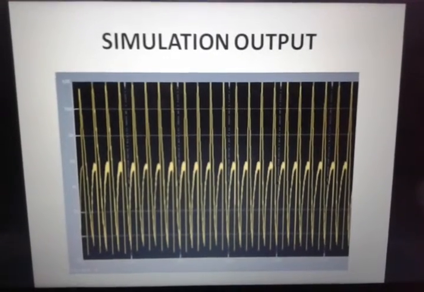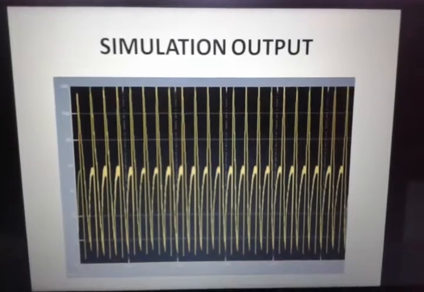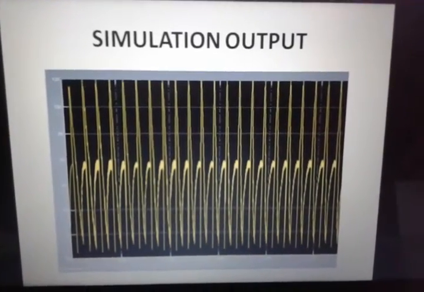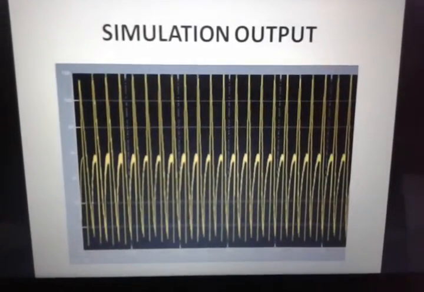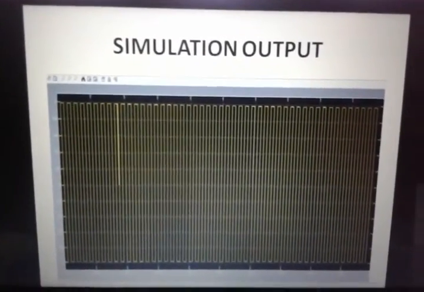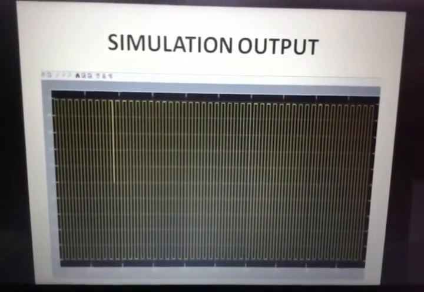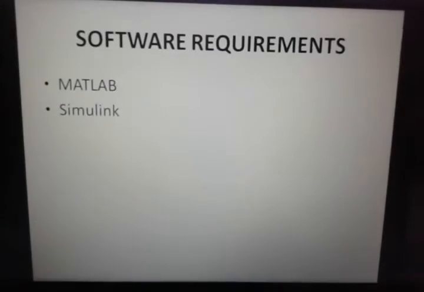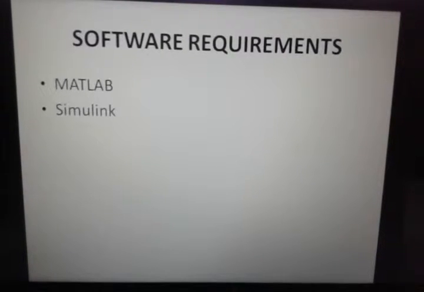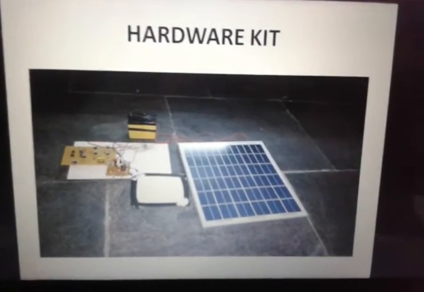This is our simulation output. When the capacitor is used before the occurrence of quasi resonance, the simulation output will be like this. When both inductor and capacitor are connected, quasi resonance is created and the output will be this. Software requirements: MATLAB and Simulink. This is our hardware kit.